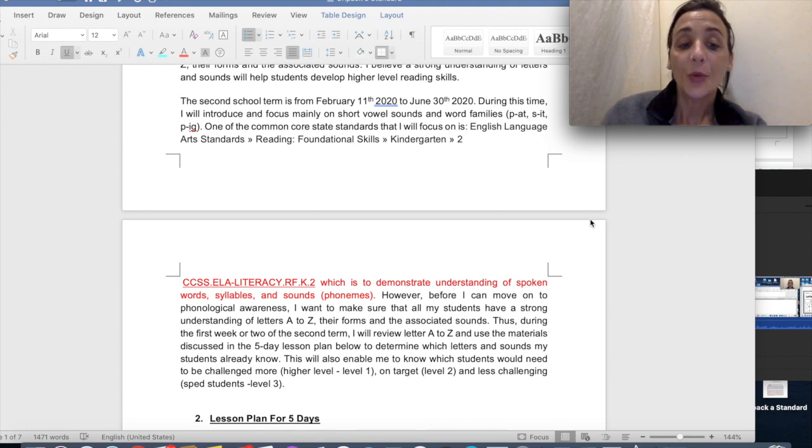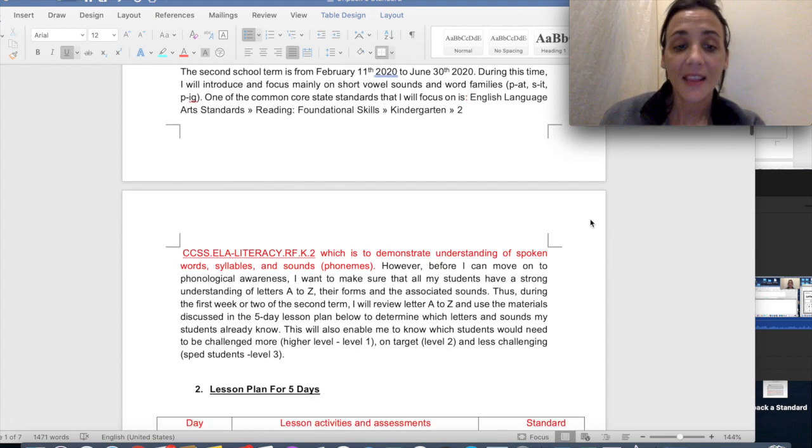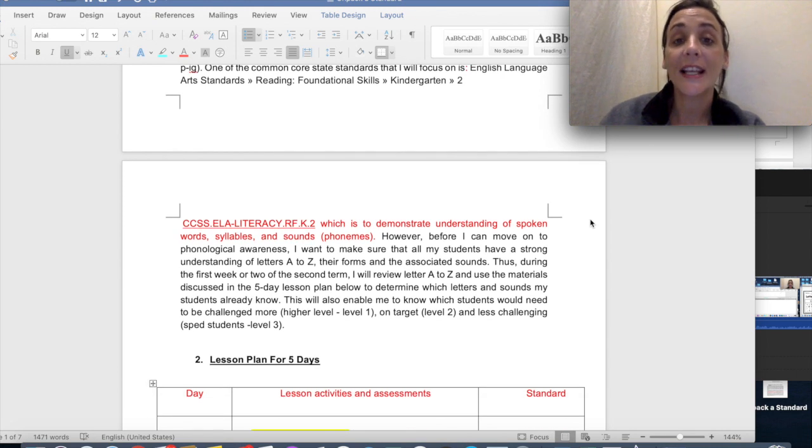However, before I can move on to this phonological awareness, I want to make sure that all my students have a strong understanding of all the letters A to Z, their forms, and their associated sounds. Thus, during the first 2 weeks of the second semester, I will review the letters A to Z and use the materials I discussed in this 5-day lesson plan below to determine which letters and sounds my students already know. This will also enable me to know which students would need to be challenged more, which students are on target, and also who are my SPED students.